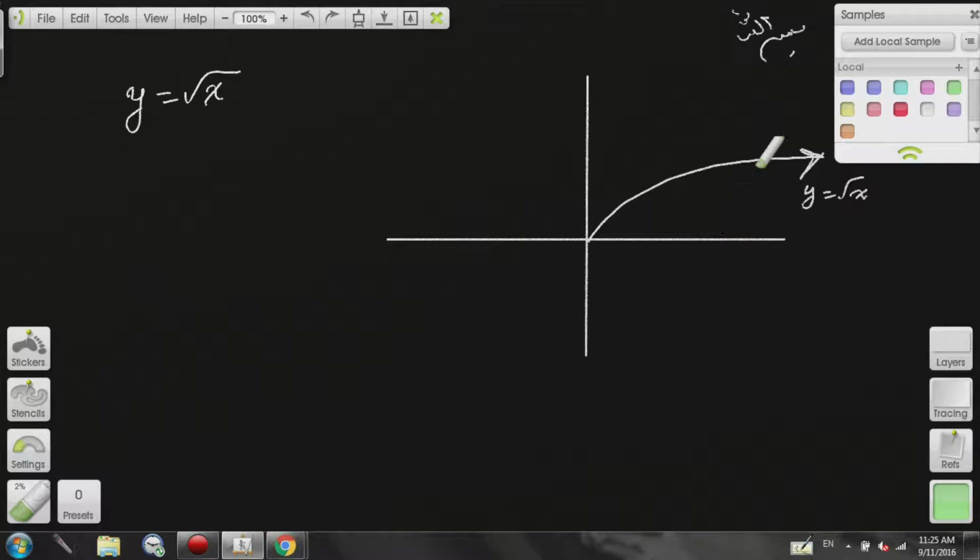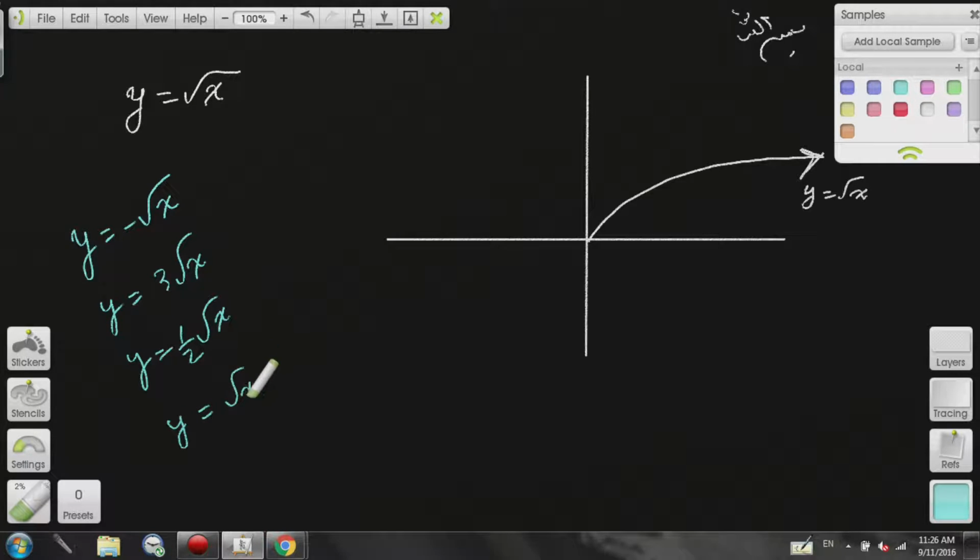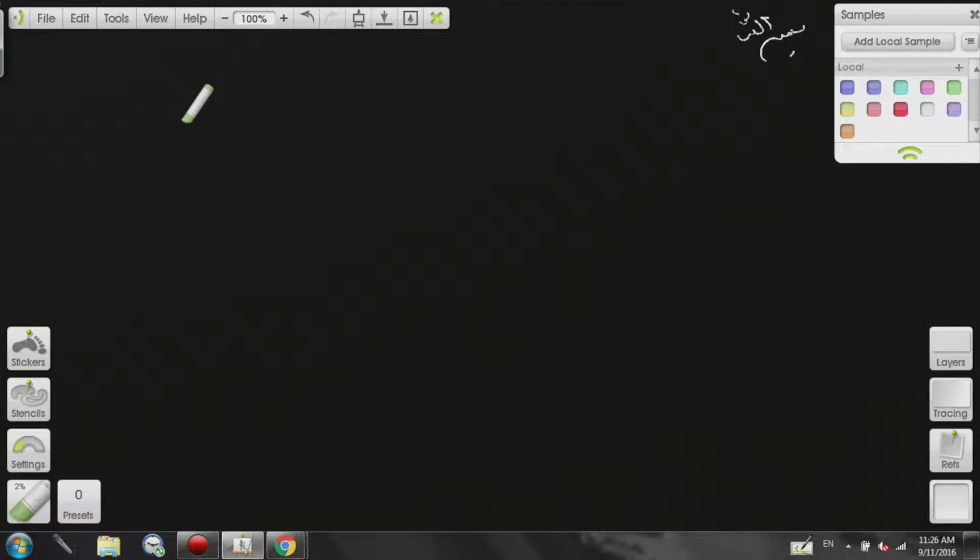So if you know the parent function y equals square root of x, then you can say, I know how this is going to look. Okay? So these are all things that if you understand this function, you can get an idea of how all these functions are going to look. Then, after knowing this, we can write the general equation for all radical functions. So this is the parent function, y equals square root of x.